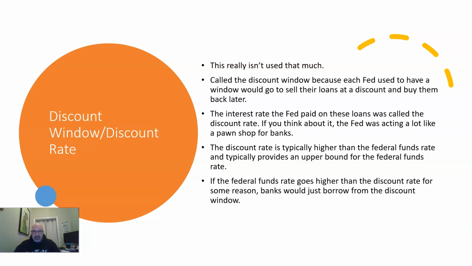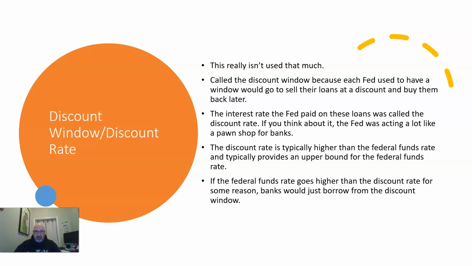And the reason we call it the discount window is because at the Fed back in the day, there actually was a window where banks would go to sell their loans at a discount and then buy them back later. Now that doesn't happen anymore. There's no real window at all these places, at all these Feds, where the banks will go anymore. It's all done electronically now, but it's kind of crazy that that's how that goes.